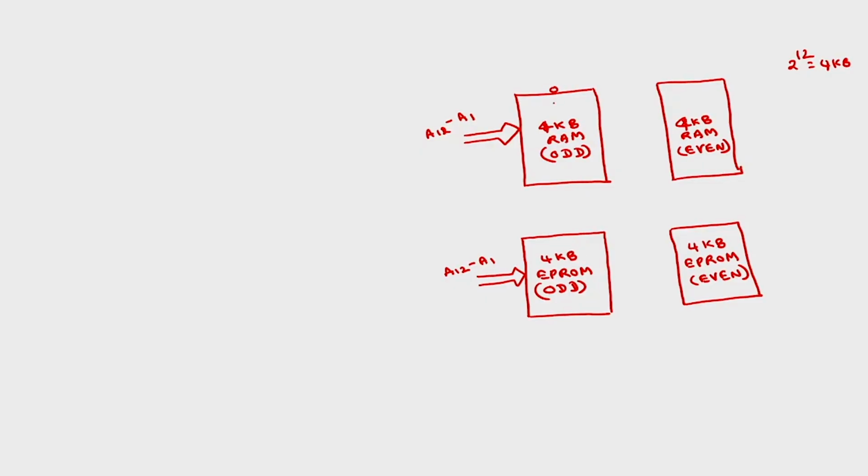For the even bank, A0 is always 0. So we will use A0 to select the banks, to find the chip selects of these. If I call these chip select 1 bar, chip select 2 bar, chip select 3 bar, chip select 4 bar, to determine these values we will use A0 and BHE bar, bus high enable bar, to obtain the chip selects.